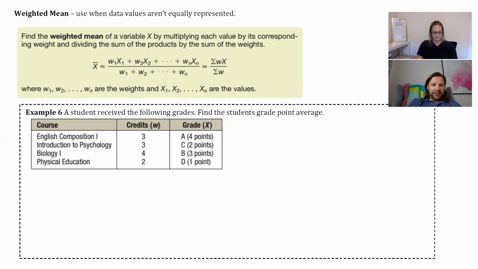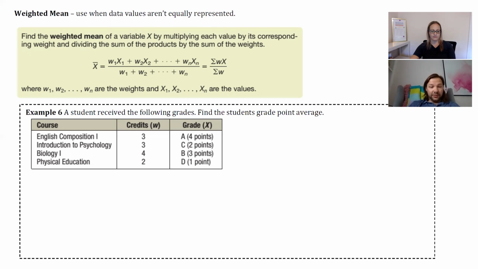So here, the weighted mean x bar is just W1 times X1 plus W2 times X2. And in general, it's just the sum of the W's times the X's divided by the sum of the W's. So let's do an example of how you would calculate your grade point average. Let's say you had an A in a 3-credit English composition course, a C in a 3-credit introduction to psychology course, a B in a 4-credit biology 1 course, and a D in a 2-credit physical education course.